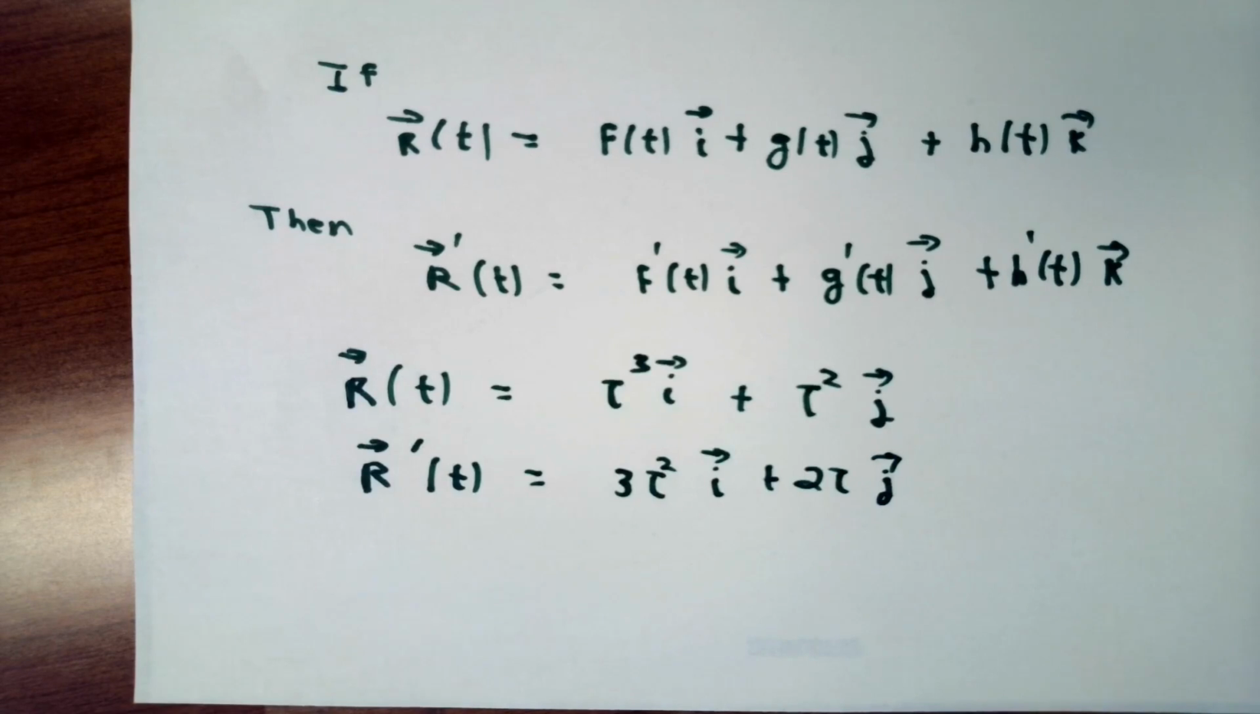As an example of this, you could think of r of t as being t cubed i plus t squared j. Differentiating one slot at a time, r prime of t is 3 times t squared i plus 2 times t j. For a given t value, this will be a vector that tells me the direction that the curve is going in, except when it doesn't, which we'll get to shortly.